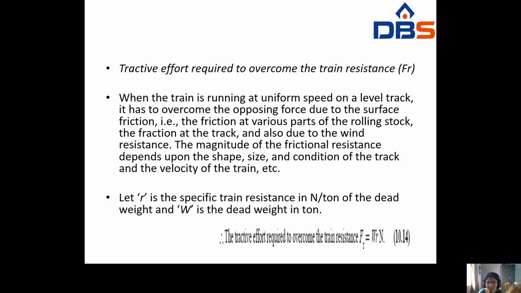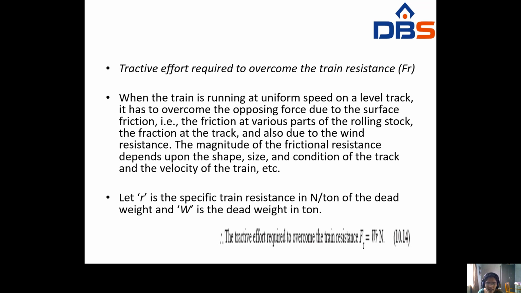So the magnitude of the frictional resistance depends upon the shape, size, condition of the track and the velocity of the train, etc. Here you have to assume, let R be the specific resistance of the train in Newton per ton of the dead weight W. So the tractive effort required to overcome the train resistance, Fr, equals WR.